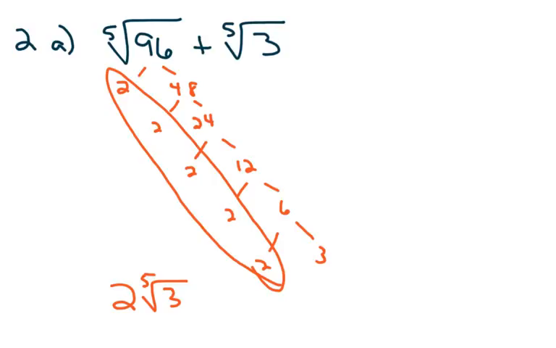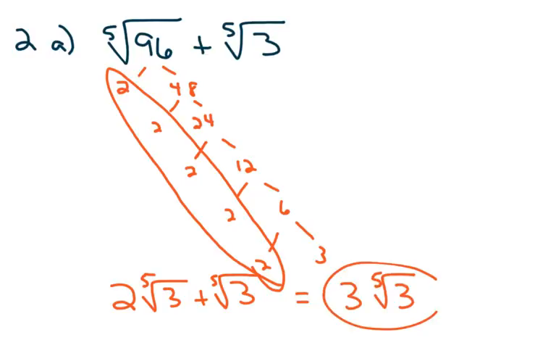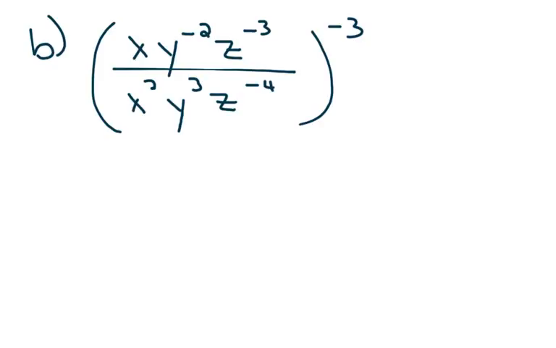Well, now I want you to notice that these radicals are like terms. Radicals work like variables, where if you have the same root index and the same thing under the radical, you just add their coefficients. And I end up with 3, fifth root of 3. I can't tell you there's one right way of attacking this particular problem. I'll show you how I did it, but there are other ways of getting to the same answer.